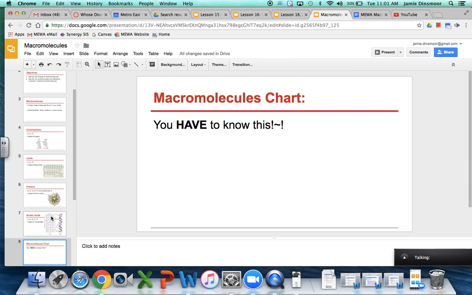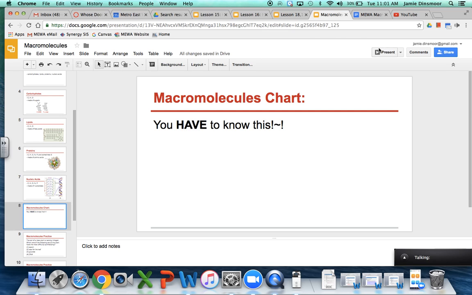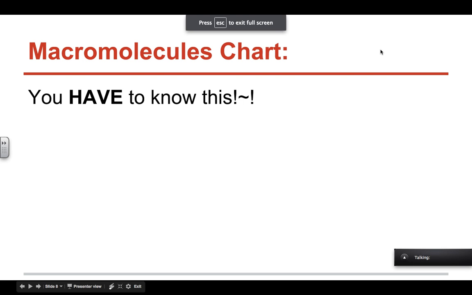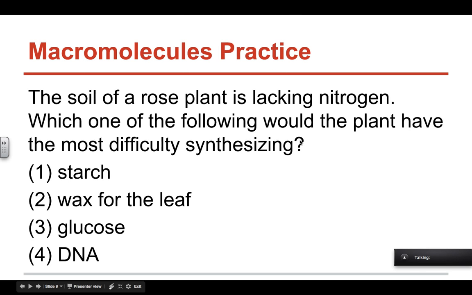All right, so that's the chart. Back to this PowerPoint. I will have the chart there so you can print it out. So macromolecules practice. Question 1. The soil of a rose plant is lacking nitrogen. Which one of the following would the plant have the most difficulty synthesizing? And remember, synthesizing means to make. So which one of these would the plant have a hard time making? Pause the video here to pick your answer.